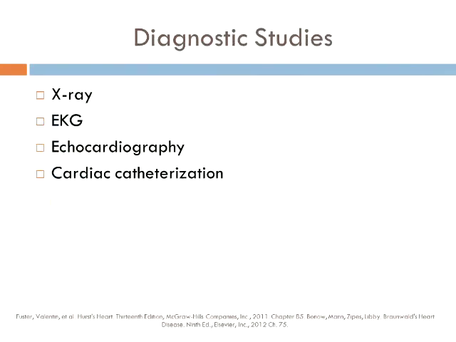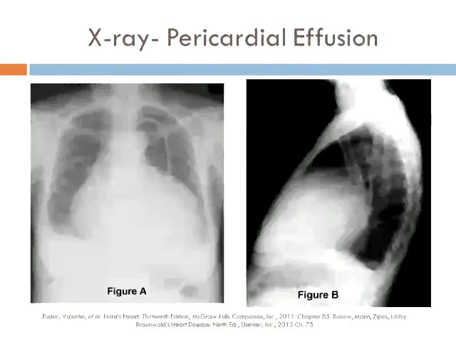So here's one of our x-rays. You can see the large silhouette here. It's often called the water bottle sign. If you look at it, here's a lateral view. You can see the cardiac silhouette is pretty enlarged.